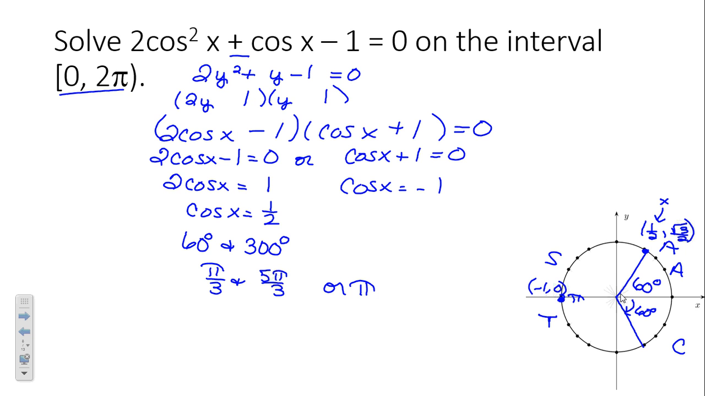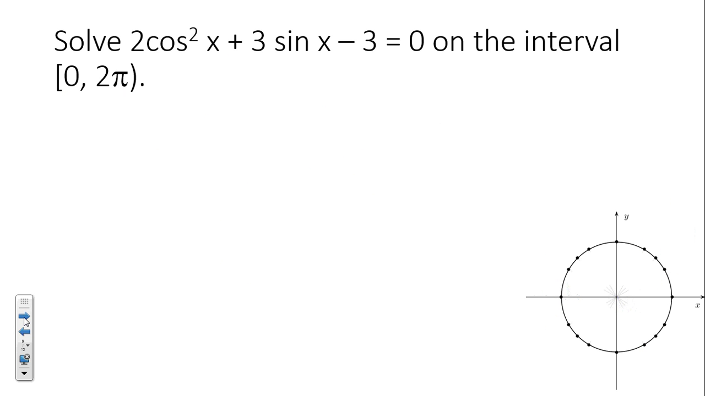Next example. Again, we're not having to worry about all the potential revolutions here. They've restricted us to one rotation. Start at 0. You can almost go up to 2 pi, but we're not going to include 2 pi again, right? So one full rotation around the unit circle.